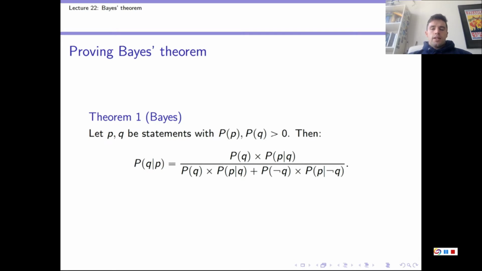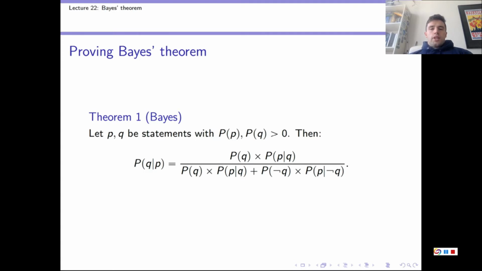It says, let P and Q be statements with neither P nor Q having probability 0. Then the probability of Q given P is equal to the probability of Q times the probability of P given Q, all divided by the probability of Q times the probability of P given Q plus the probability of not Q times the probability of P given not Q.